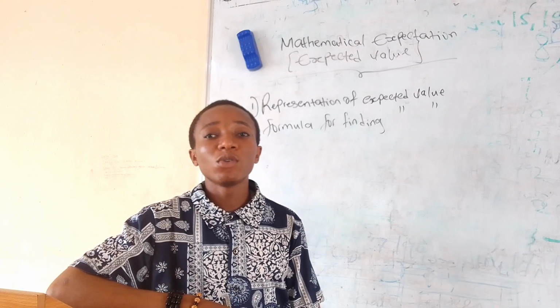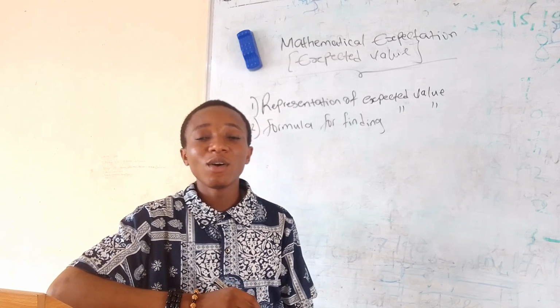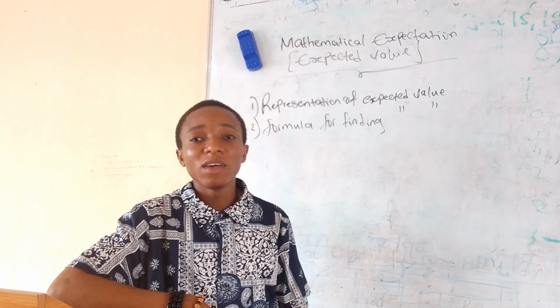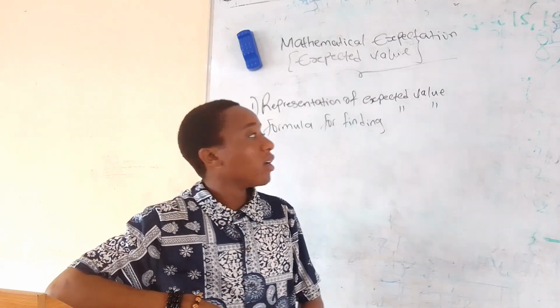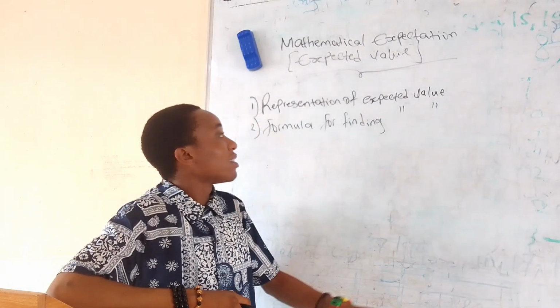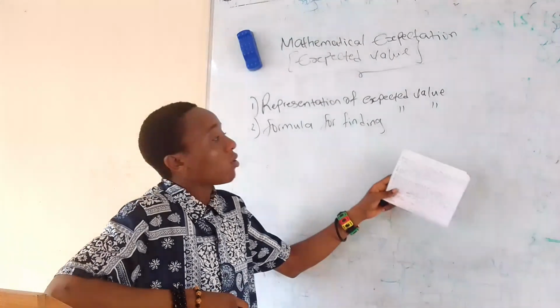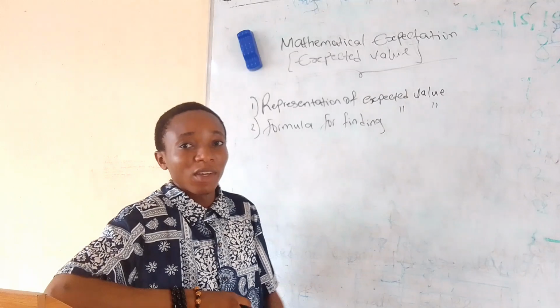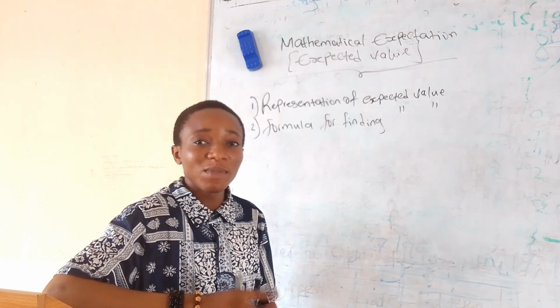Mathematical expectation, also known as expected value, is the measure of the central tendency of a random variable. Now there are two concepts of mathematical expectation. The first talks about the representation of expected value, and the second talks about the formula for finding expected value or mathematical expectation. Wherever you hear expected value or mathematical expectation, they are the same thing.